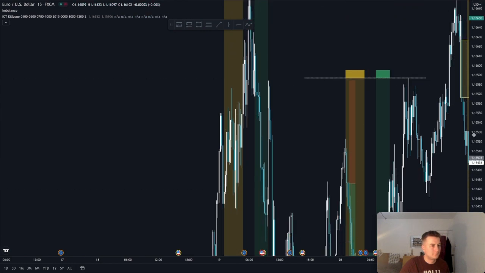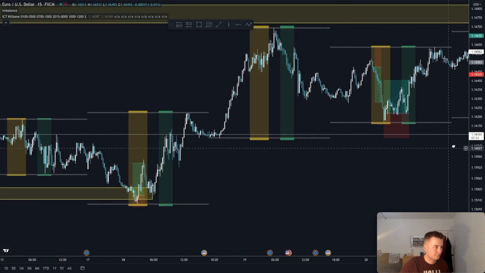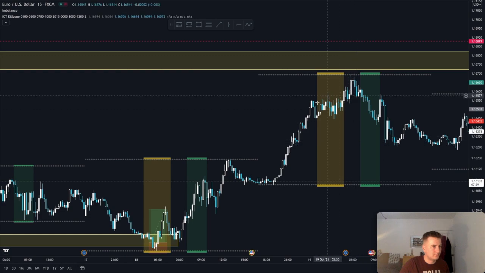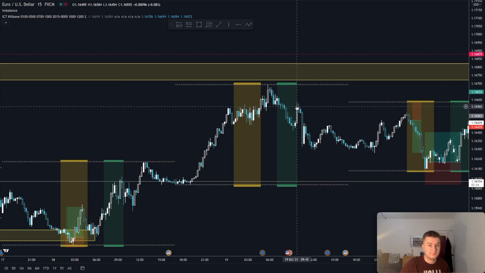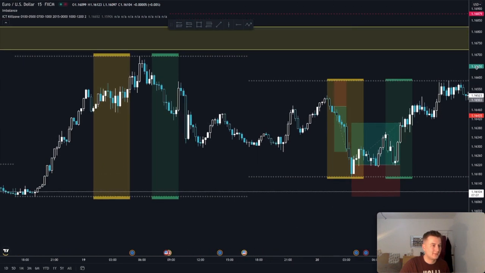Price carried on going up, and then the Tuesday hit, and I expected price to come up into this imbalance where I placed my orders, and price just didn't come up. It didn't come up to this level, so I didn't enter a trade. Therefore, that's it. There's no opportunities. There's nothing else to say about that day.